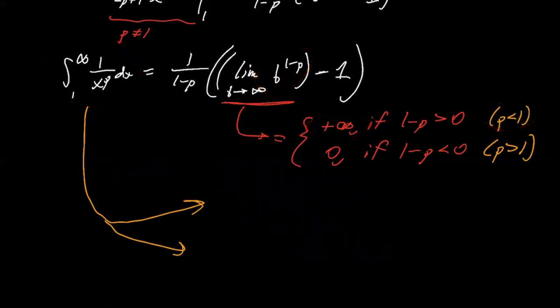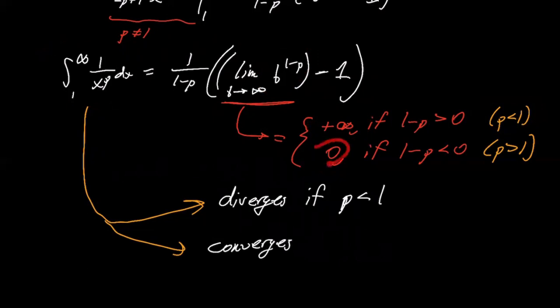So basically, the integral diverges if p is less than 1, and it converges because we actually get a number here, right? We get 0. Actually, this is 0. We actually get like minus 1 over 1 minus p, an actual value. But I'm just really asking whether it converges or not. So it converges if p is greater than 1.